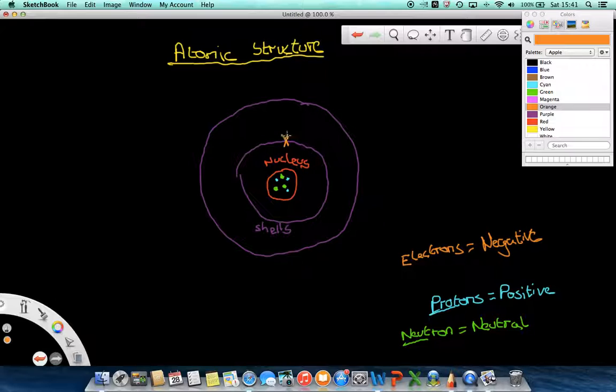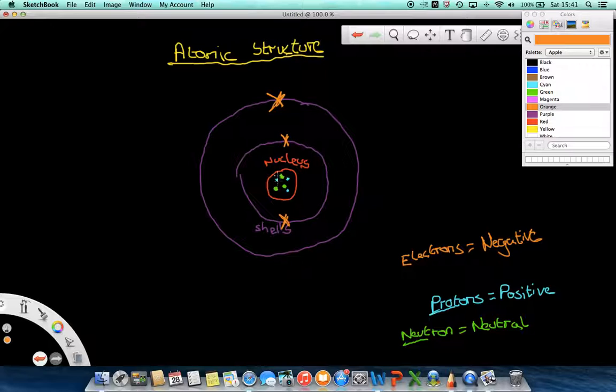Now, in any atom, the number of protons is the same as the number of electrons. So in this atom, we have got 3 protons in the nucleus. Therefore, we need 3 electrons. So the first shell of any atom can only hold 2 electrons, a maximum of 2. Once this shell has 2 electrons in it, the next electrons must go in the second shell. Okay? This shell holds a maximum of 8. So once you get over 8, you need to go to the third shell, and so on.